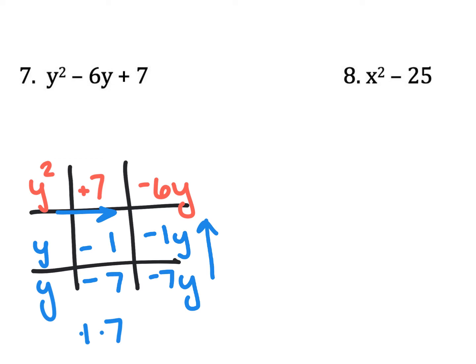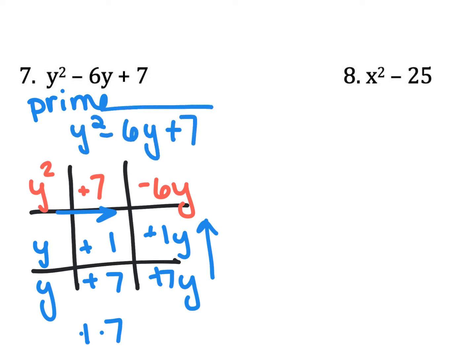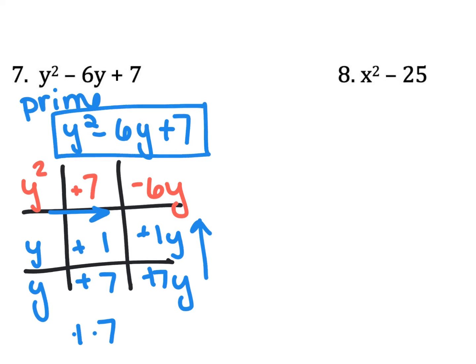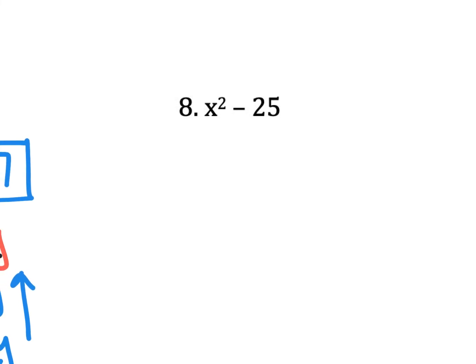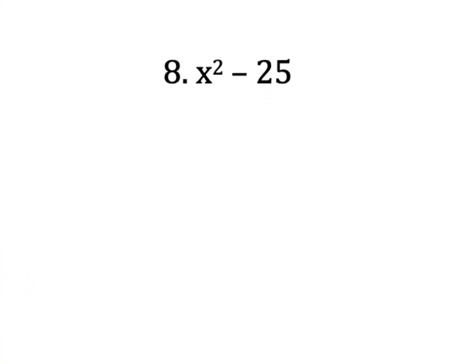Well, there are no other factors of 7, and I couldn't switch it to a positive times a positive because then I would get positive 8y, and that doesn't work. So this one can't be factored. It's prime, okay? It can't be factored any further than what it is, so you would just say it is just this trinomial here.